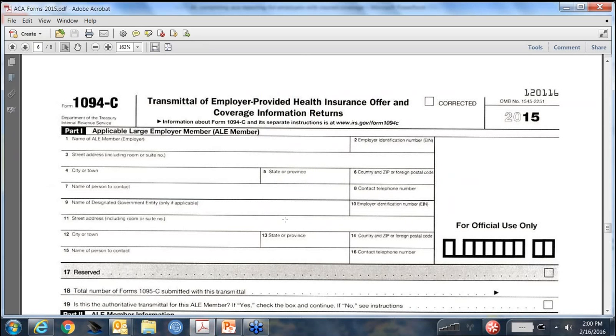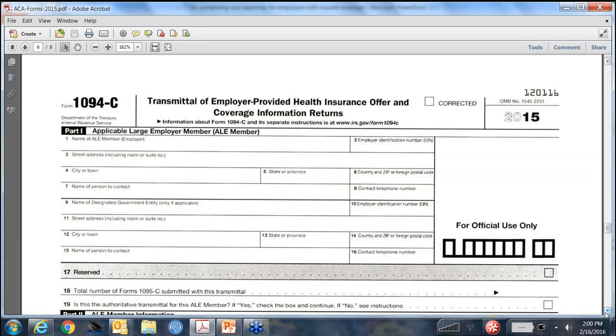And the 1094-C, and again, if you're a company with 3 different divisions and each one has a separate EIN, you're going to file 1095-Cs for the employees of each individual member of the control group, and then you're going to file 3 separate 1094-Cs for each separate member of the control group. Okay, and I'll show you how to do it.